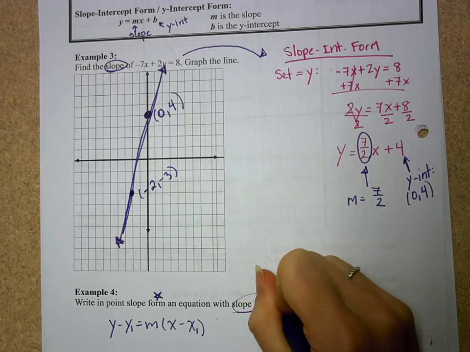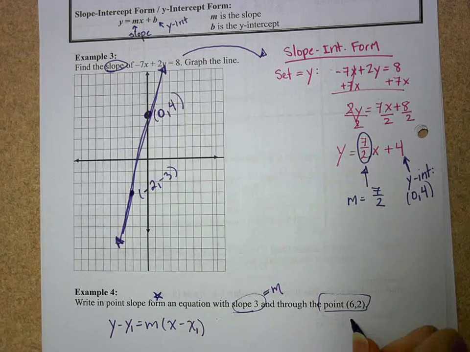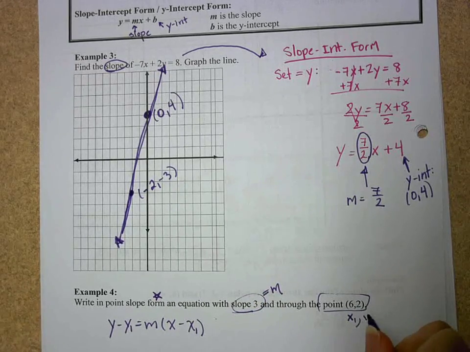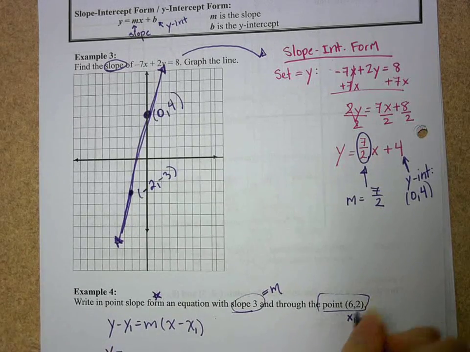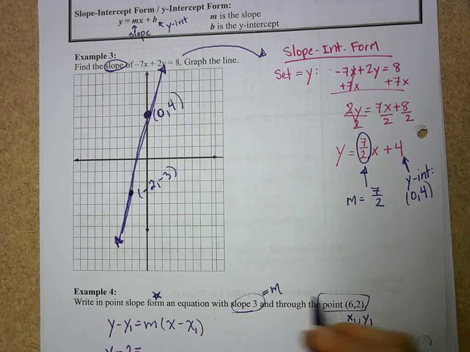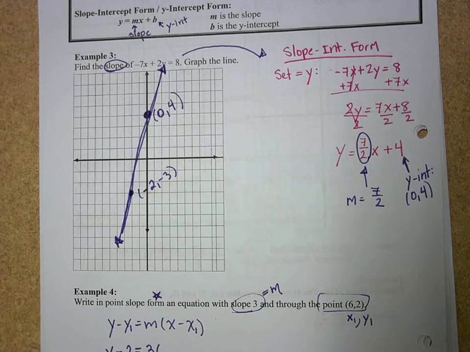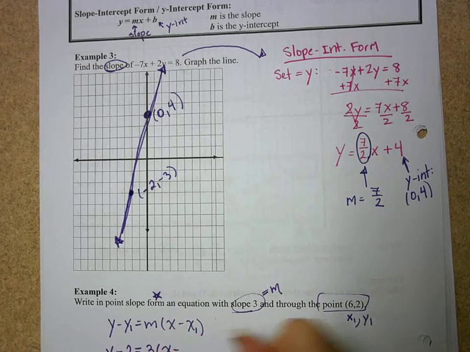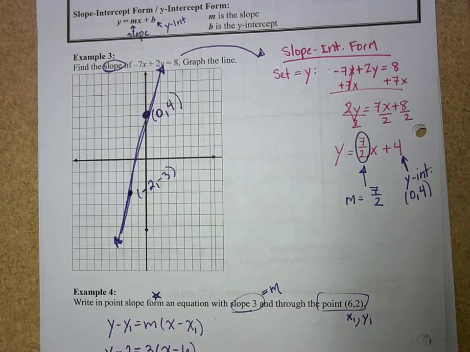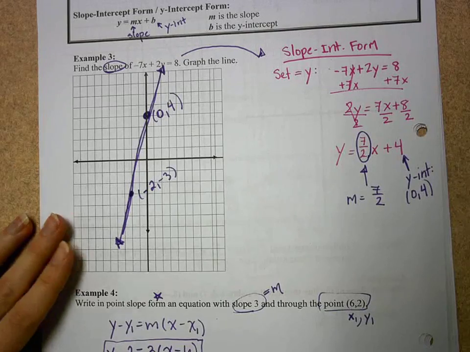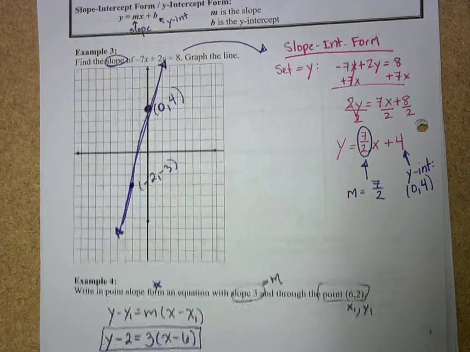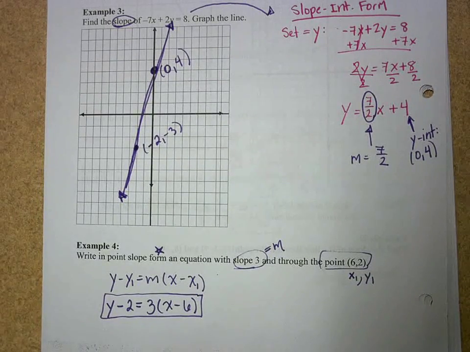Okay, my slope, that's my m in the equation. My point, that's my x1, y1. So I just plug it in, and I have y minus 2 equals my slope, which is 3, times parentheses x minus 6. That's it. That's point-slope form. That's all I have to do. So I just box that. Oops, sorry. Hope you can see that. All right, let's flip it over.